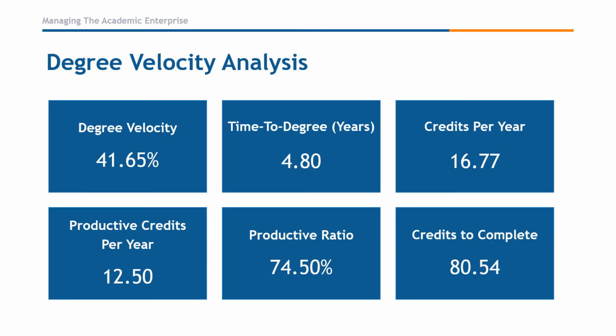A full degree velocity analysis includes all the metrics you see here. A full explanation in detail of the metrics in this analysis are available in other workshops and courses, but what we wanted you to see here is how a degree velocity analysis lends insight into what a graduation rate of a current cohort will be if students continue at the current rate of progress.